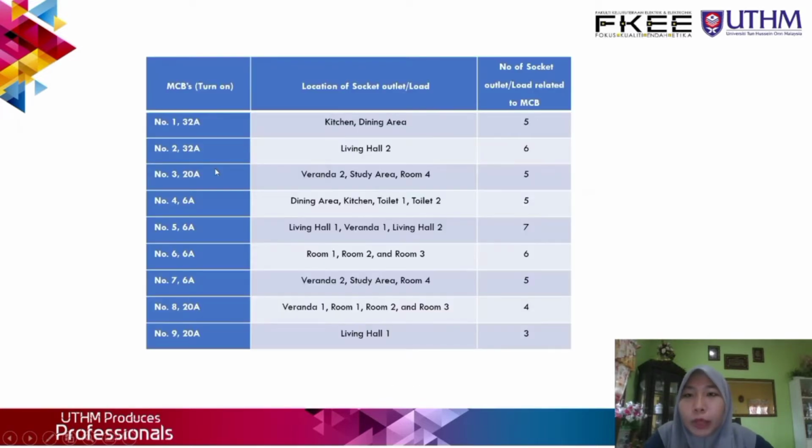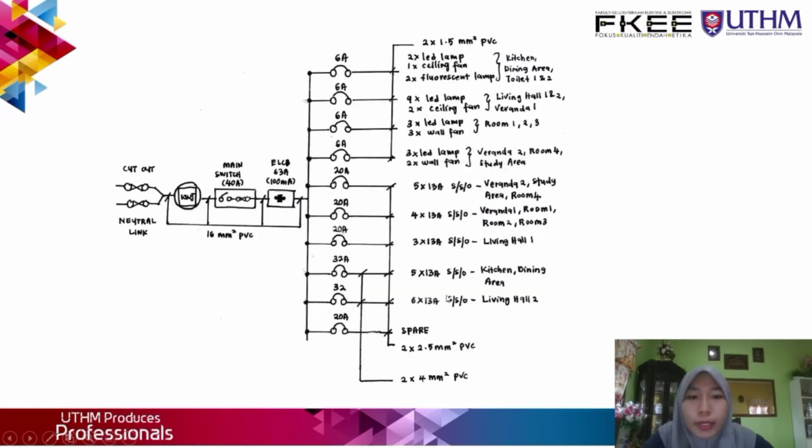The first one is 32 ampere, which is located at the kitchen and the dining area. It consists of 5 sockets. So we can see here 32 ampere, 5 multiplied by 13 ampere sockets at the kitchen and the dining area. 13 ampere SSO means one socket, so we have to multiply by 5.